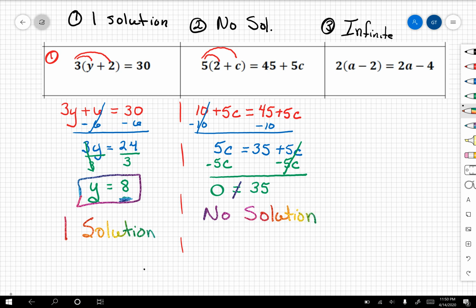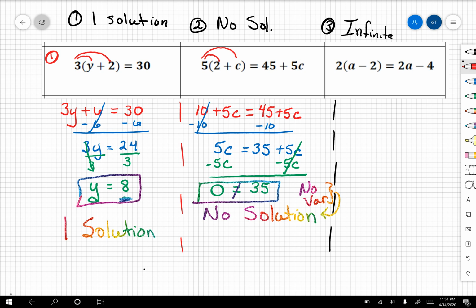No solution, and notice how we managed to simplify out the variable. We have no variable left in our final answer, and here's our final answer. There's no variable. So no variable means no solution. Okay? Now, if you're struggling on that, pause it, go back, rewatch it. Are we good? All right, so let's move on.